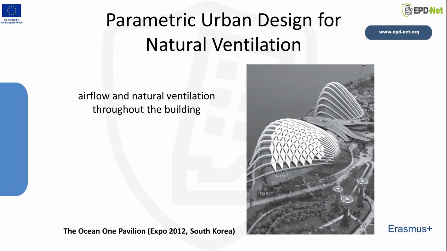The Ocean One Pavilion, a highlight of Expo 2012 in South Korea, serves as a premier case study for parametric design applied to natural ventilation strategies. The building's most innovative feature is a 140-meter-long kinetic facade composed of 108 vertical lamellas made from glass fiber reinforced polymer, GFRP. Inspired by the biological paradigm of fish gills, these lamellas are individually controlled via a digital system that enables them to bend asymmetrically when actuated by motors.